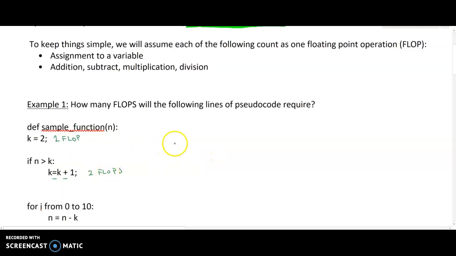Our running total of flops is going to be the sum of all the individual flops that have to be executed. So we have one, plus the two more that we have down here.